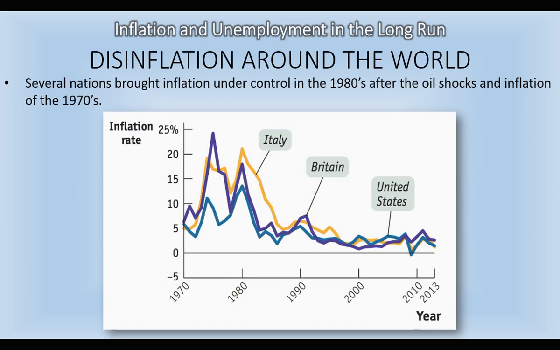Let's look at disinflation around the world. Several nations brought inflation under control in the 1980s after the oil shocks and inflation of the 1970s. It wasn't just us. Britain, Italy, they also went through the same process. So again, things don't happen in a bubble. We are an interconnected world. When one country is affected, most countries are going to be affected. And so everybody's going to enact the same kind of measures. Everybody has a central bank.